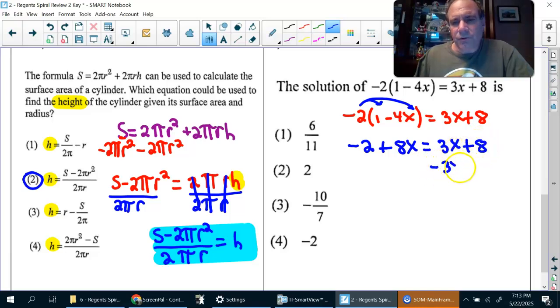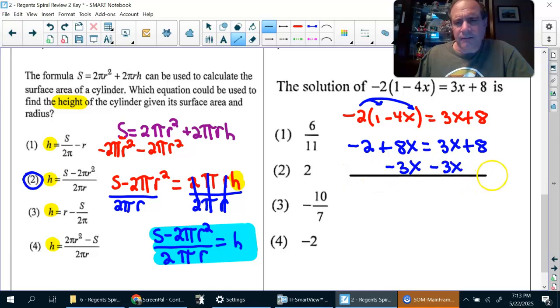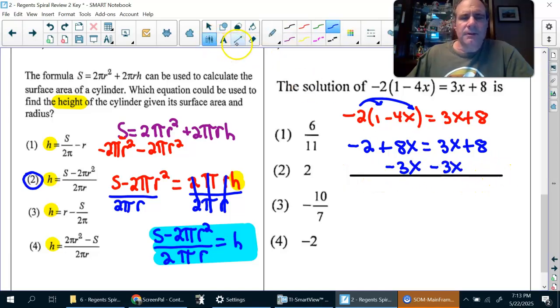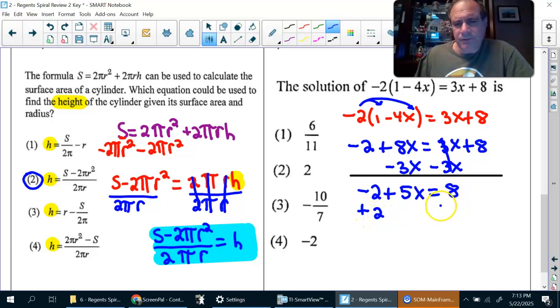I'm going to bring the smaller x over to the larger x. I try to do that all the time. It doesn't work out all of the time, but most of the time it will. This cancels, and then you're going to rewrite -2 plus 5x equals 8. Then I'm adding 2 to both sides. Inverse operations all the way down.